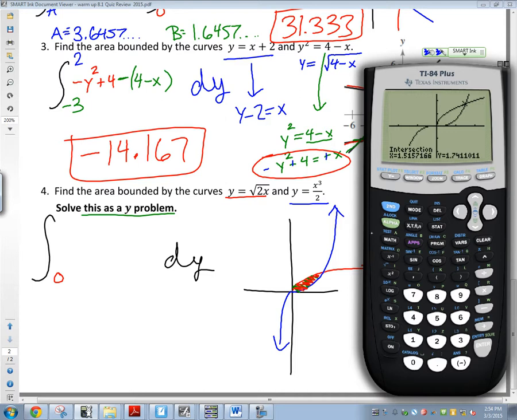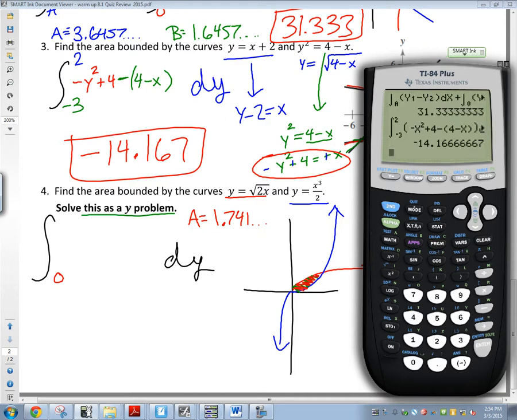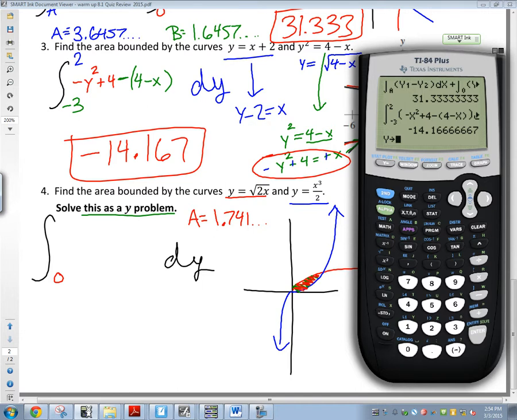Since it's a decimal and I don't want to round it, I'm going to store it as a. So a is going to be equal to that 1.741 number. So remember what I do. I'm going to store it, and I want to store the y value, so you need to make sure you hit alpha y. Then I hit the store button right here and store that as a. So when I'm using my calculator, I can say, hey, do it from 0 to a.